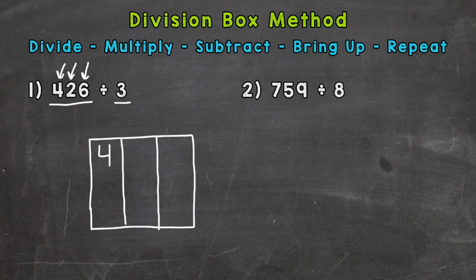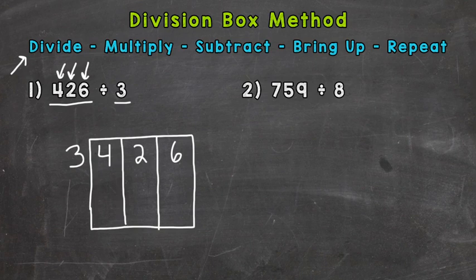426. Now the more you do of these, your spacing will get better. You'll improve with the spacing and how you line things up. So the 3, our divisor, goes on the outside. So now we're set up 426 divided by 3 using the box method. We now go through our steps, which are at the top of your screen. Divide, multiply, subtract, bring up, repeat.